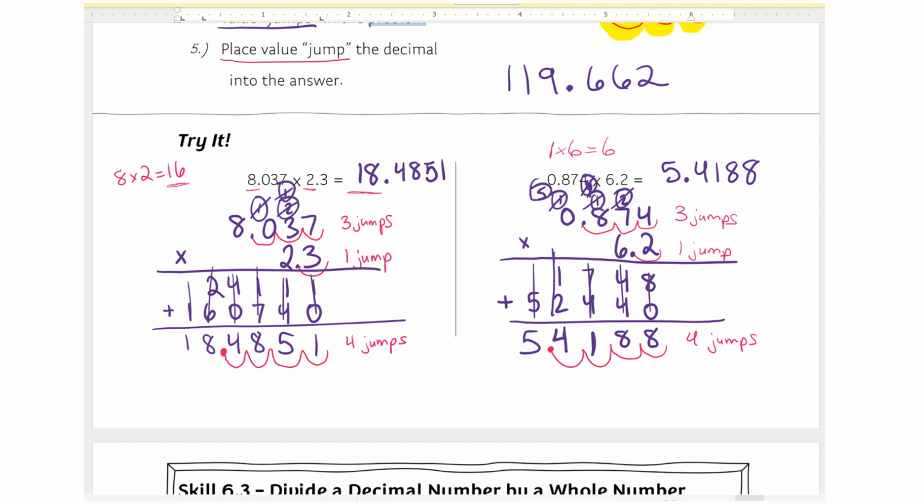This can feel like a big jump, no pun intended, for a lot of students. So if you're feeling confused, we can keep practicing. But try to think about the steps and try to think about how it connects to when we were multiplying and dividing by powers of 10 earlier in the year. All right, go ahead and continue in your Canvas module.